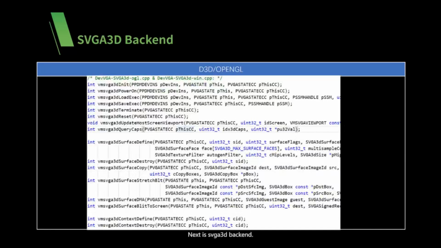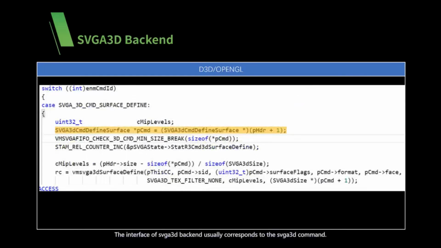Next is the SVGA 3D backend. As mentioned earlier, the SVGA 3D backend includes DirectX and OpenGL. As shown in the figure, they define a unified interface, so that the SVGA 3D device only needs to call the interface and doesn't need to identify the backend.